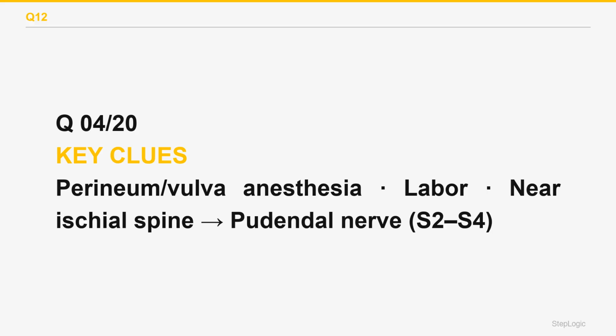During a pudendal nerve block in labor, the anesthetic is injected near the ischial spine, where the pudendal nerve loops around the sacrospinous ligament, a reliable landmark palpable through the vaginal wall. This anesthetizes the perineum for the second stage of labor and for procedures like episiotomy.